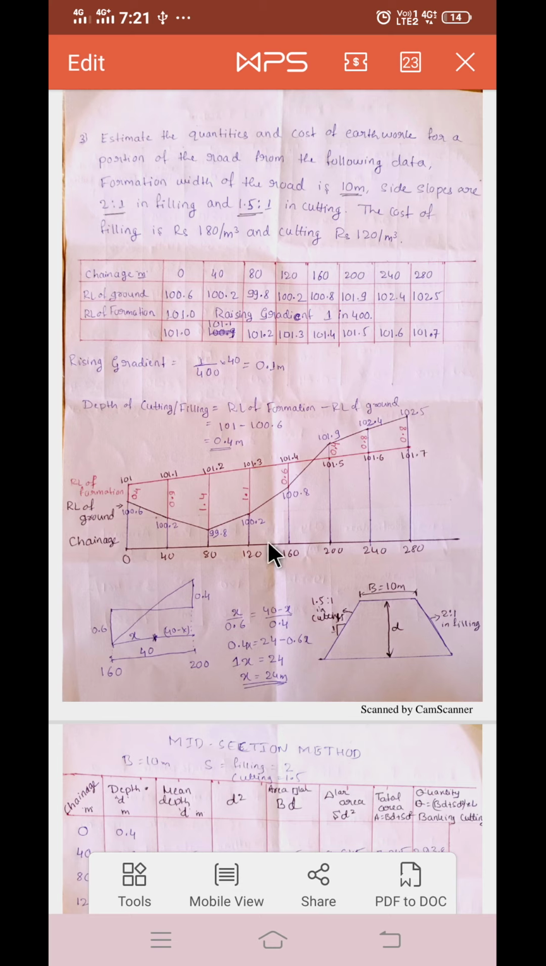Hello, good morning students. So today we'll take one more problem here. We'll solve this by the mid-section method. I will read out the question here.